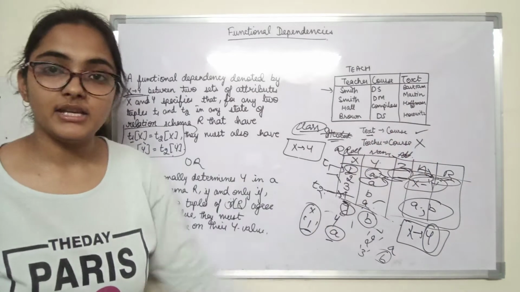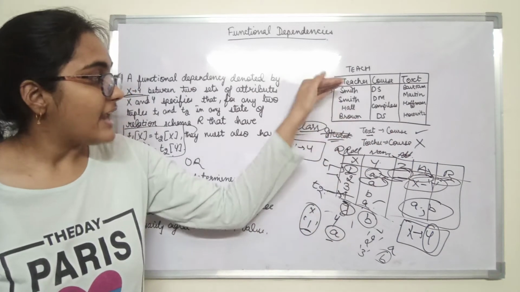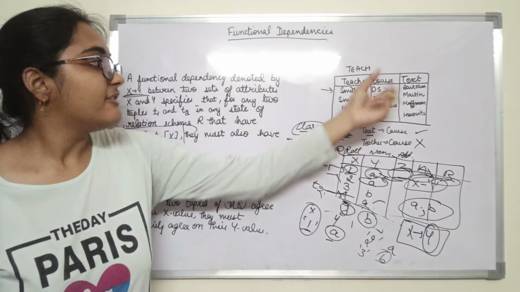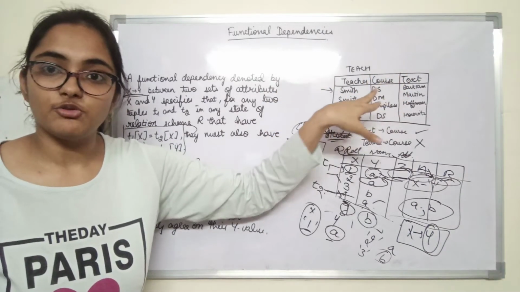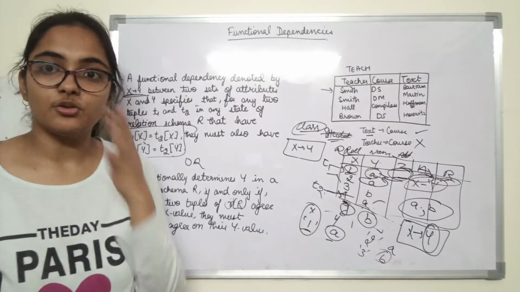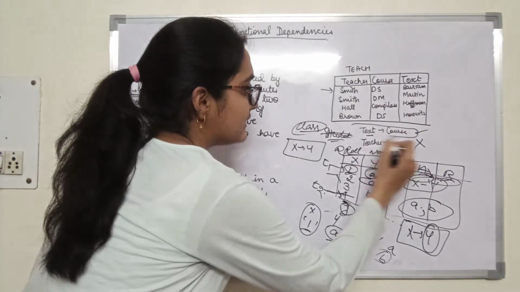Teacher doesn't determine course, because given the value of teacher attribute as Smith, we are unable to uniquely determine the value of course. It is giving two values, DS and DM, right? So this functional dependency doesn't hold. What about this functional dependency?